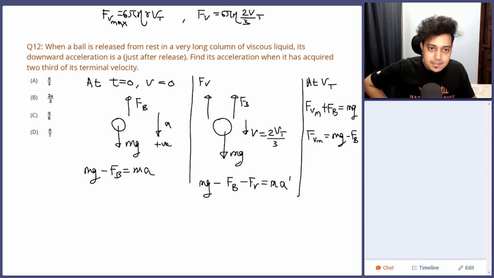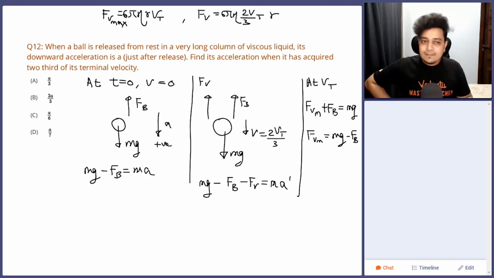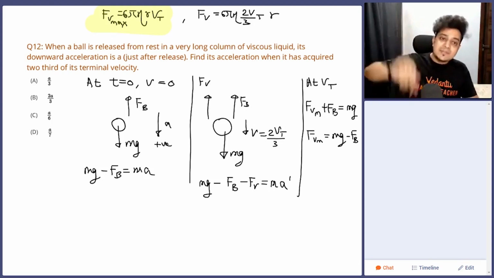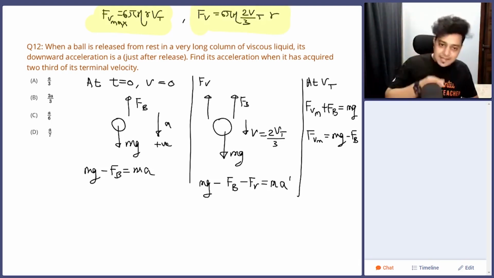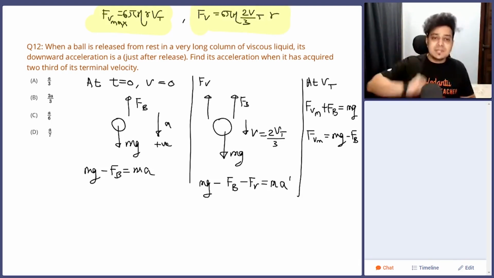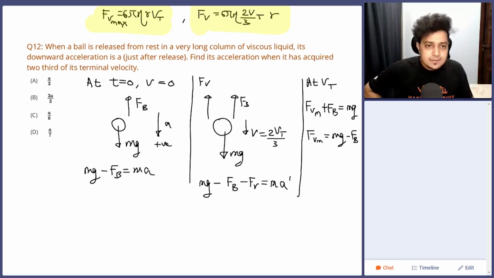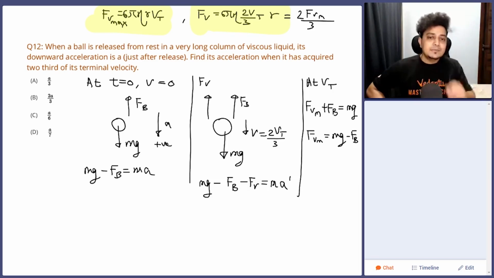6 pi eta and r will remain as they are. So this is the viscous force in the case of terminal velocity, and this is the viscous force in the case of velocity being 2/3 of the terminal value. In other words, if I rearrange this, the viscous force in this case will be the maximum viscous force into 2 divided by 3. We can just rearrange the numbers: 2 by 3 kept aside, we have 6 pi eta r v terminal. So that is your maximum viscous force, Fv max, into 2 by 3.